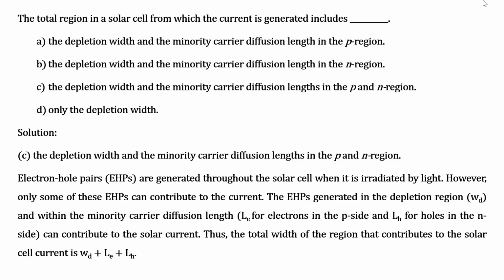Basically, electron hole pairs will be generated throughout the solar cell when irradiated. However, only some of them will contribute to the current, which are those generated within the depletion region and within the minority carrier diffusion length. So the total width that contributes to the solar cell current will be the depletion width, W_D, plus L_E plus L_H, which are the diffusion lengths for electrons and holes respectively. So is it clear for all of you? Yes, ma'am. Okay.